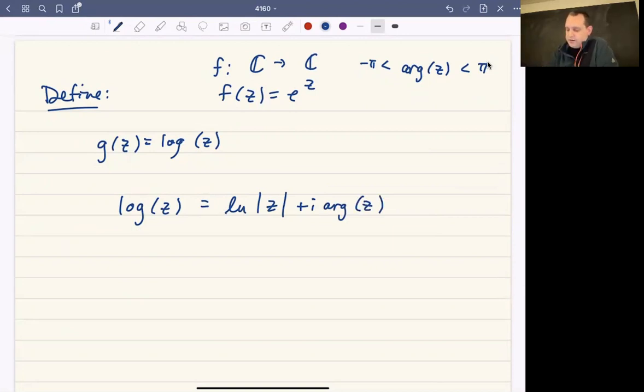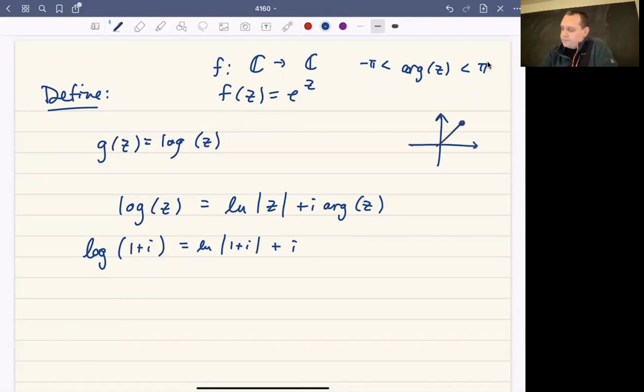So for example, if I wanted to talk about the log of 1 plus i, this would be the natural log of the modulus of 1 plus i, which we'll talk about in a second, plus i times the argument of z. And so what we have to do is think about 1 plus i as this number here. And it turns out that you can do this kind of in general if you want, but this is a nice point.